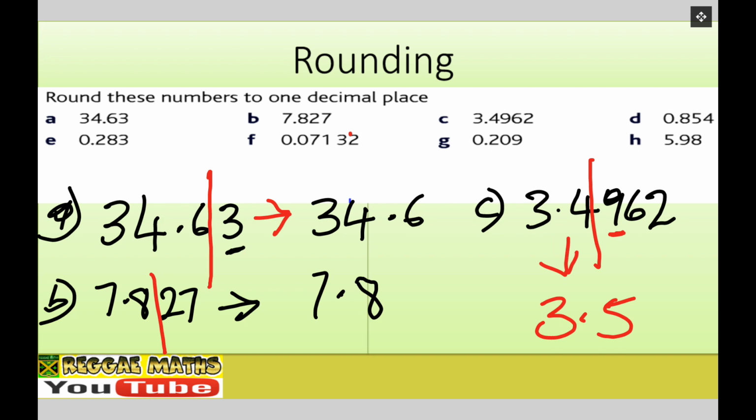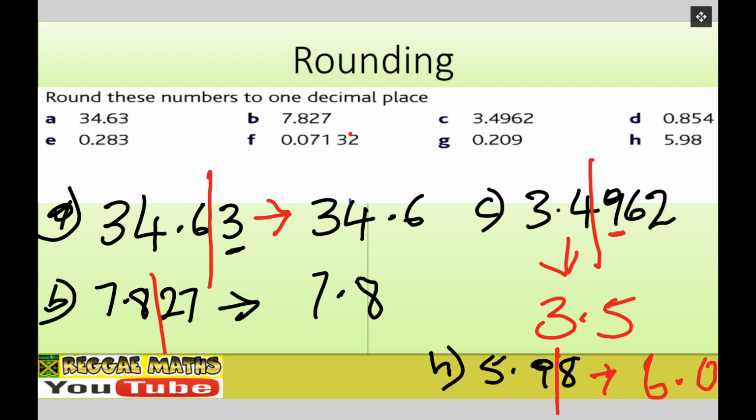H comes to my attention again. So look at this carefully. H. Leave the rest for you to have a go at. 5.98. Okay. So the line goes between the first decimal place and second decimal place, but what will happen here? You increase by 1, it then has a knock-on effect because it's going to be 10. So you carry the 1, so it's going to be 6. And to indicate that it is 1 decimal place, it is 6.0. Have a go at the rest, please.